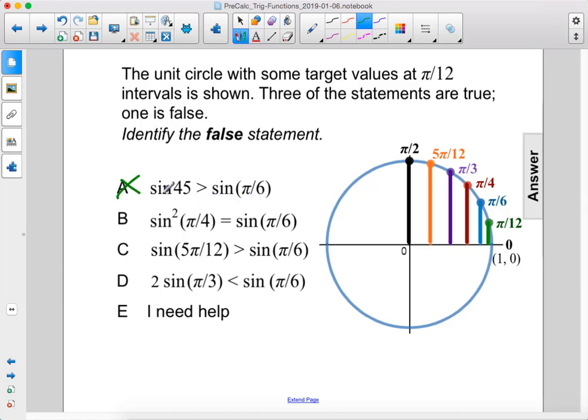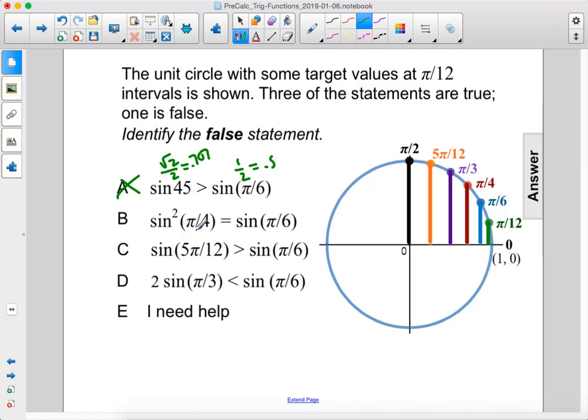This is true. So 45 degrees is pi over 4 radians, and the sine, which is the length of this red line here, is greater than the sine of pi over 6, which is the length of the blue line. So this has a value of the square root of 2 over 2. Sine of pi over 6 is half. So square root of 2 over 2 is about equal to 0.707. 0.707 is greater than 0.5, so this is true.